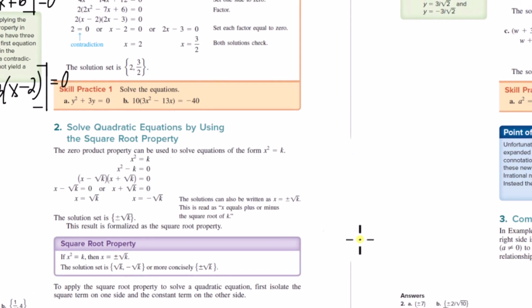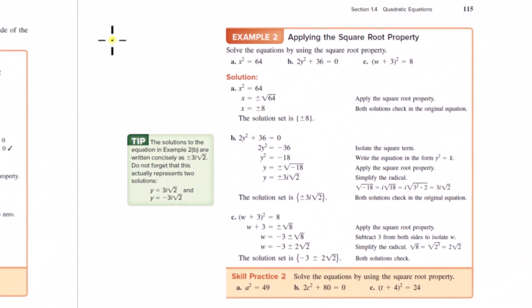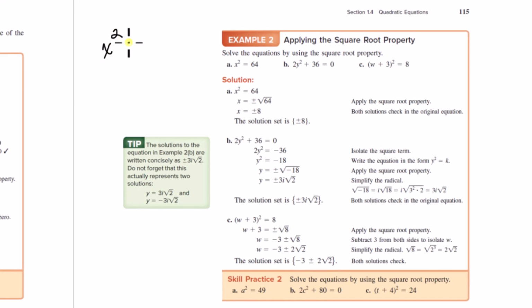All right, let's solve these equations here. If we have x squared is equal to 64, well, square root property. What's the principal square root of 64? That's 8. There we go. There's two solutions. And that makes sense because there's two numbers that when you square them, you get positive 64: positive 8 and negative 8.